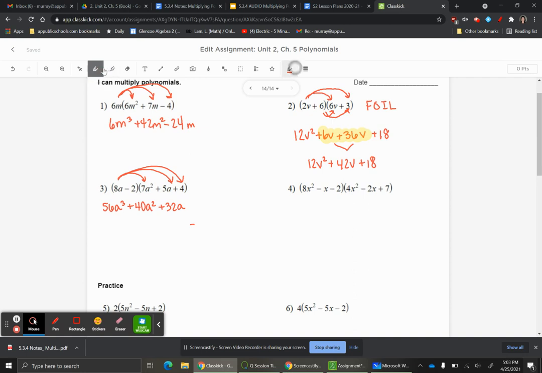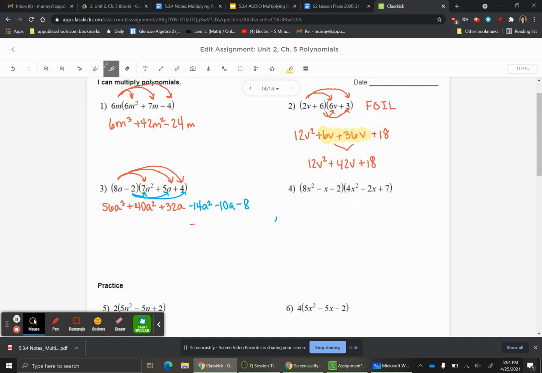Now, we still have a negative 2 down below. So we're going to make that negative 2 distribute to each one of those in the parentheses as well. Negative 2 times 7a squared gives us a negative 14a squared. Negative 2 times 5a gives us a negative 10a. And negative 2 times 4 gives us a negative 8. Okay, so then we're going to look for some like terms.